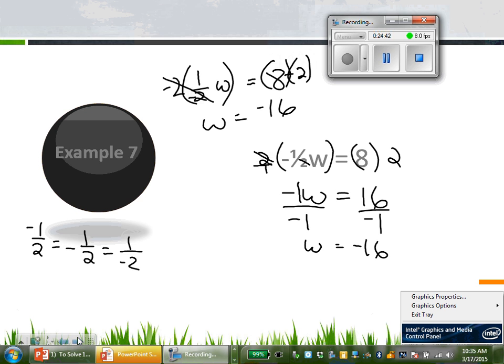And that's fine. But I do want you to know, as far as these negatives go, it doesn't matter where it goes. You can put it in the numerator, you can put it in the denominator, just not both. It can go in the top or the bottom, but not both. You with me? Yay? Nay?